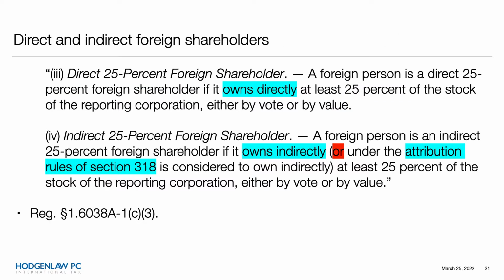And what's a foreign shareholder? Well, it means direct foreign shareholder. Your name is on the share certificate. Or it means indirect, which has a double-barreled definition. Quote, owns indirectly, which incidentally is not defined anywhere in the Form 5472 laws, or the attribution rules under Section 318 make you an indirect 25% foreign shareholder. So this is your quest to find who are the direct and who are the 25% indirect foreign shareholders.